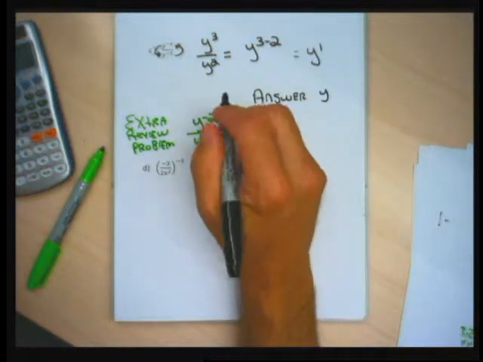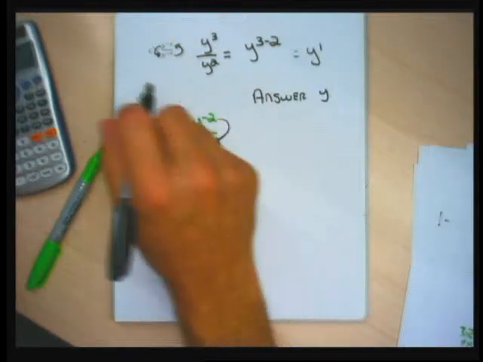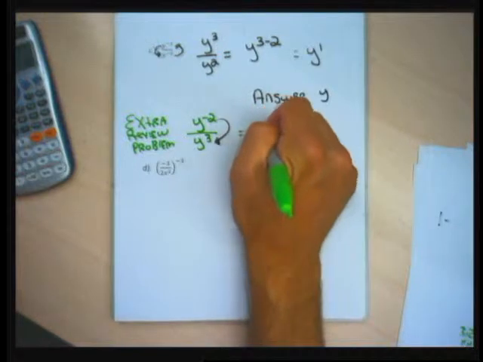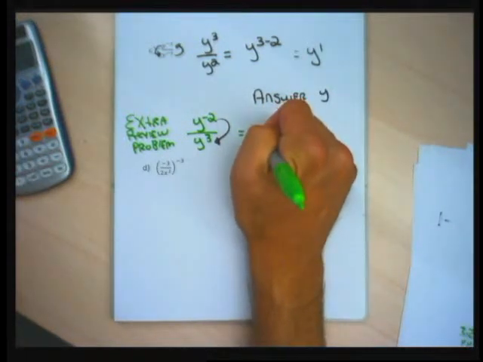So when I'm rewriting the problem to get rid of the negative exponent, the only thing that's going to move is the y to the -2. It's going to work its way from the numerator to the denominator. The y cubed doesn't get moved because it doesn't have a negative exponent.